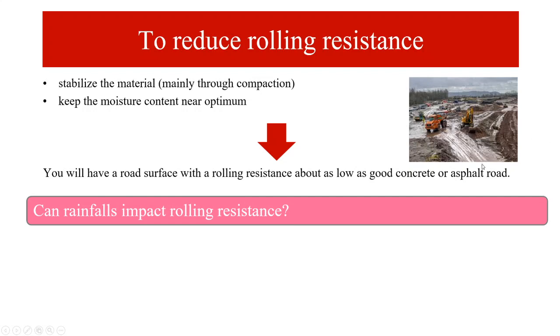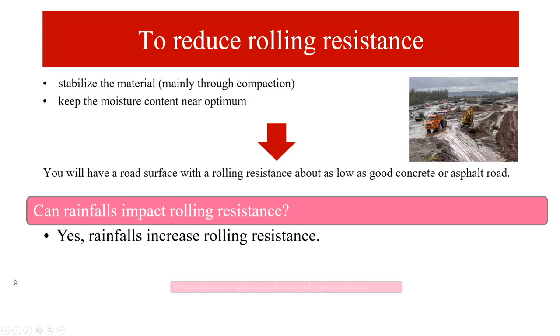So here is mud. The first consequence of rainfall is the mud, right? Where it gets muddy, it gets sticky, and the tires need more power to overcome the rolling resistance. So rainfall increases rolling resistance. Remember that. It is because they are above the moisture content.